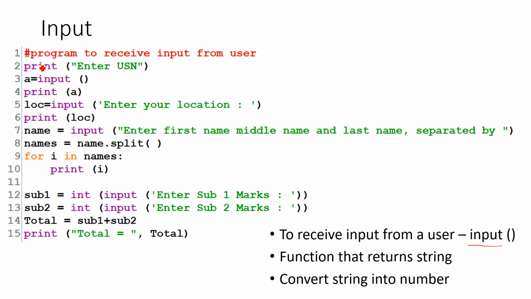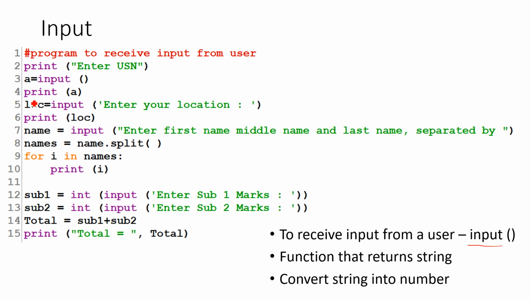So here we have a program to receive input from the user. Initially we write a print statement to enter the USN. In order to get the USN from the user, we use the input method here. This input function will get the value from the user, and that will be stored in A in the form of a string. And we are printing it.